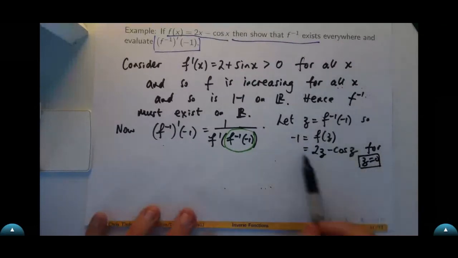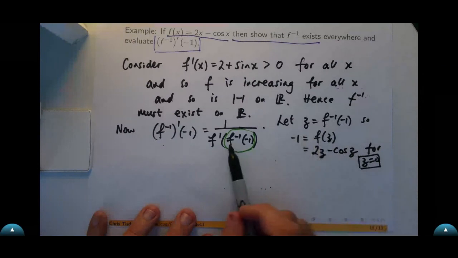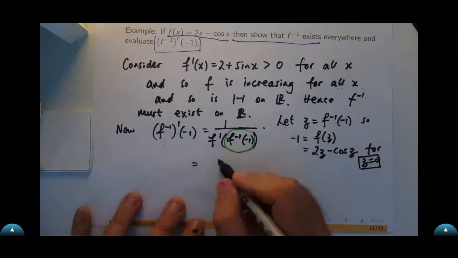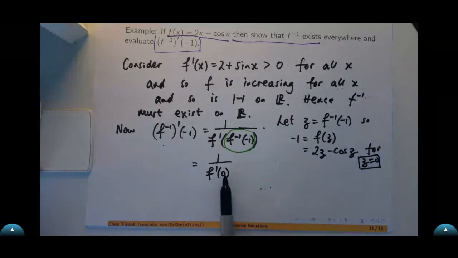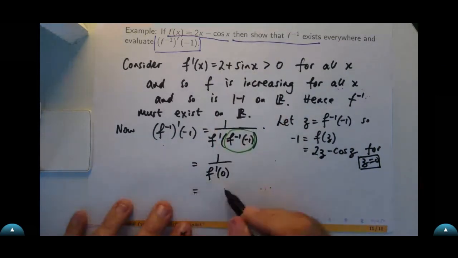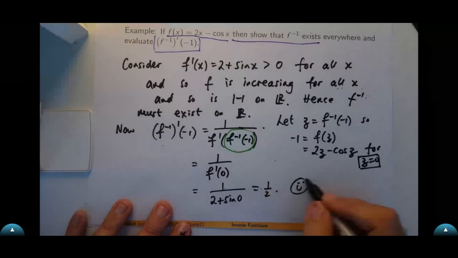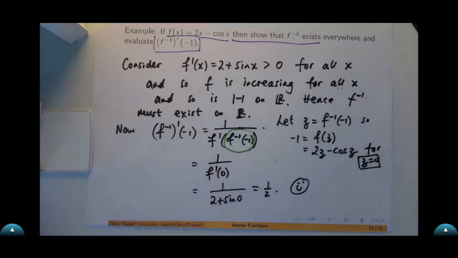Okay, so that's the trickiest part of solving this. You've got to come up with some sort of value that simplifies this. Okay, so all I need to do now is put in 0 into the derivative, and it's a half.